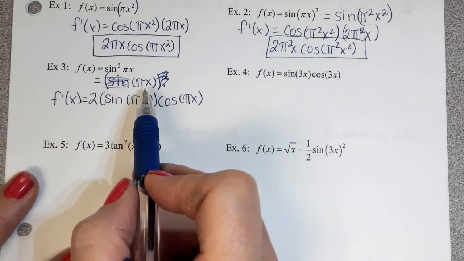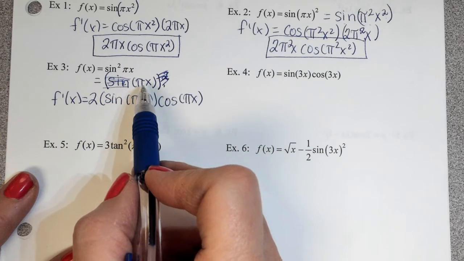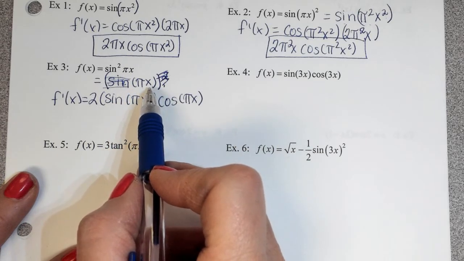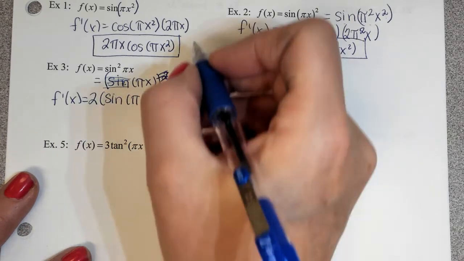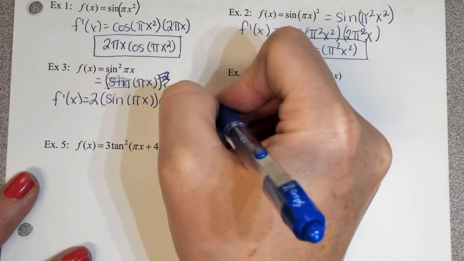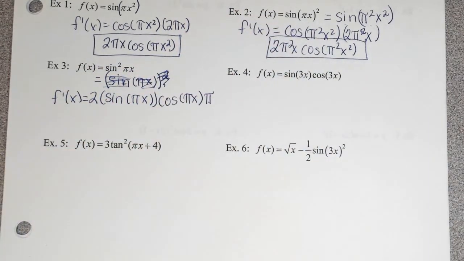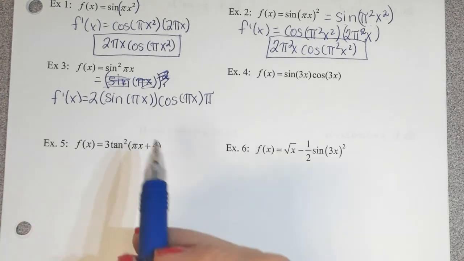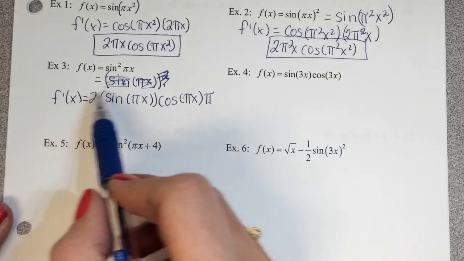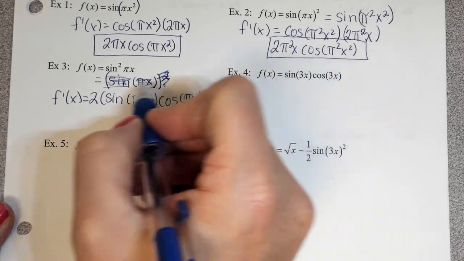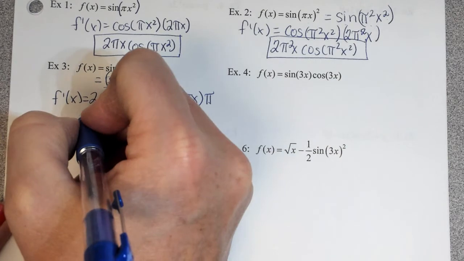Working our way inside. What's the derivative of pi x? Pi, right? So now I've done this derivative. So can you see how now I'm finished? You can do that on every problem, guys. Get rid of the things that you've taken the derivative of, because you're working your way inside. So this is what we have then, and we're going to take this pi, it's a coefficient with the 2.